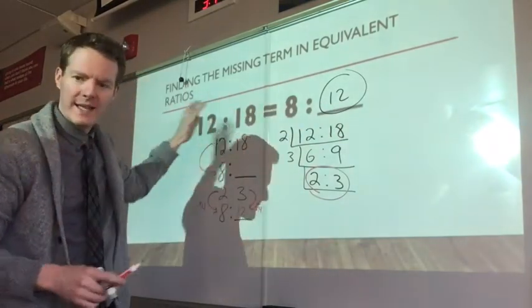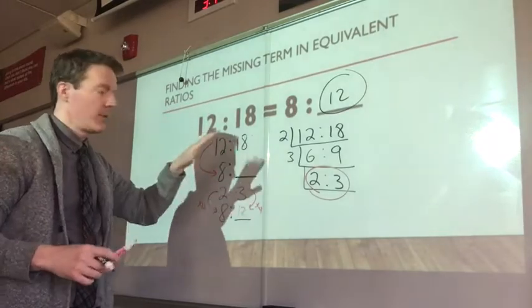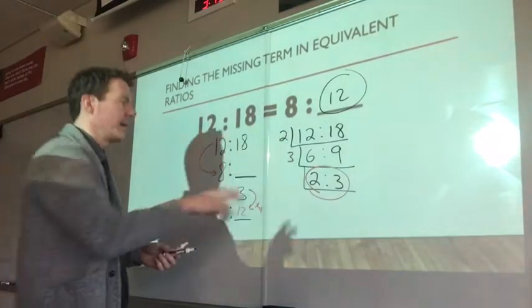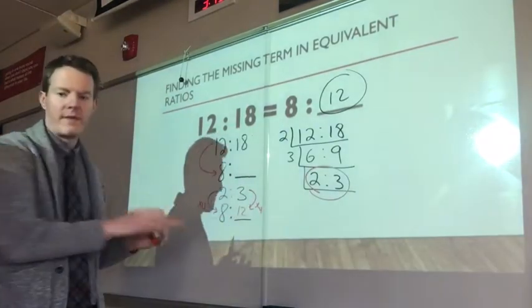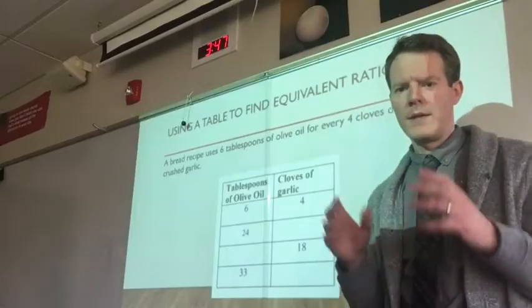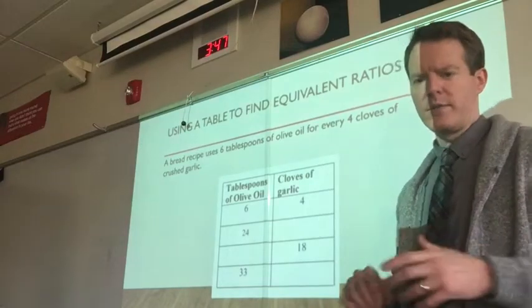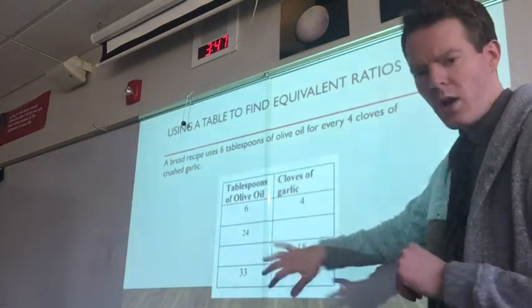So they're maintaining that same proportional relationship, but an easy way to think about it is just see if you can simplify the ratio and then work off of the reduced ratio. And then the last types of problems that you're going to have to solve today involve equivalent ratios on tables.